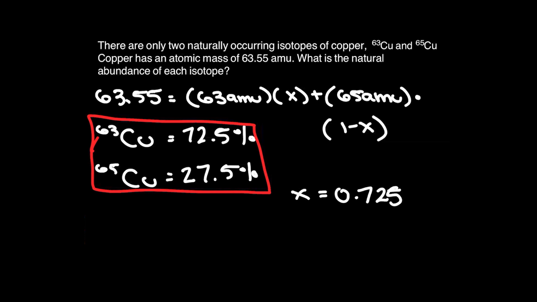If you want to confirm this answer, you can go up to the equation, use the average atomic mass formula, multiply these percentages by their atomic mass, and you should get the 63.55 relative atomic mass, which is also on the periodic table.